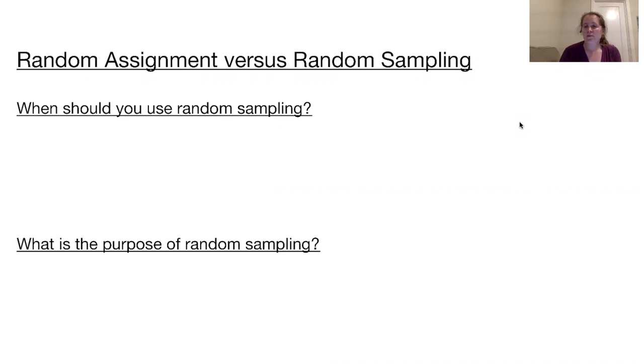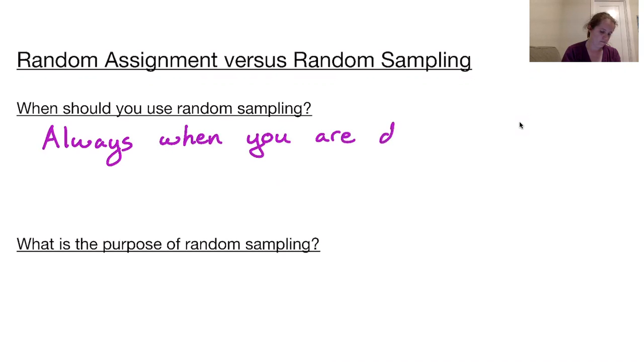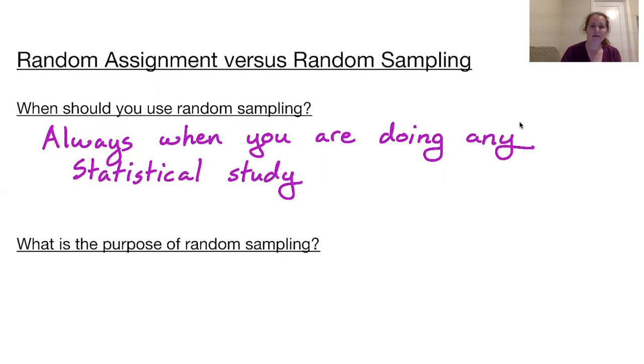So first up, when should you use random sampling? You should always use random sampling whenever possible when you're doing any sort of statistical study. Right? So the sampling is how we pick the people in our study, and you want to do that as random as possible. So anytime you're doing a statistical study, you should do your best to do random sampling.